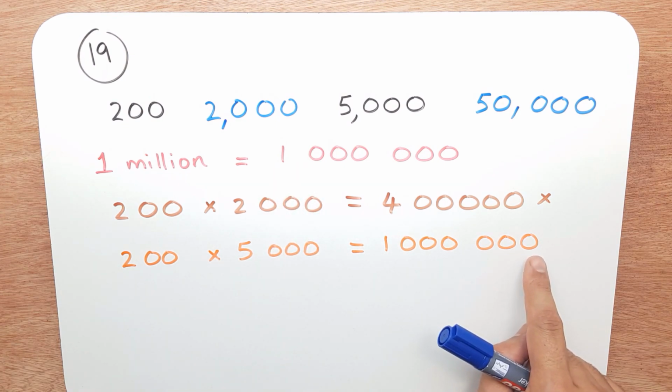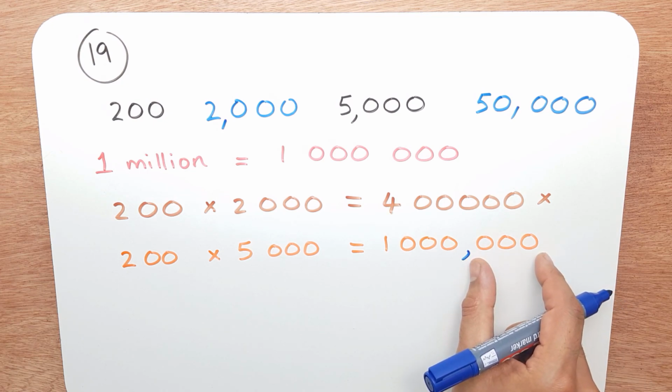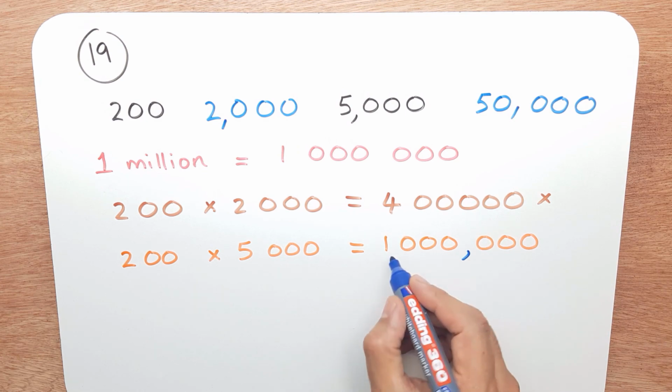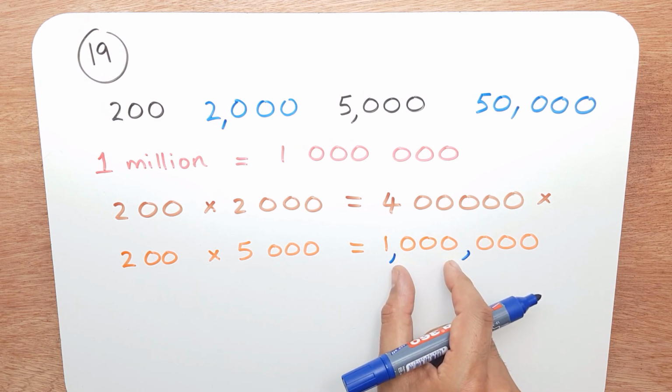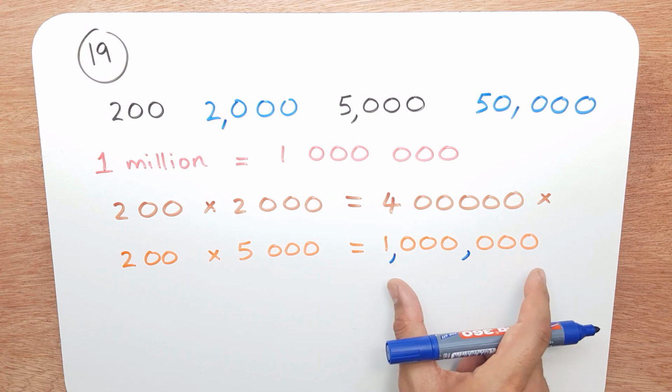Again, in your head, you should have 1, 2, 3, comma. This is for thousands. 1, 2, 3, comma. We always group them into threes. This will give you your million, so it'll be 1 million.